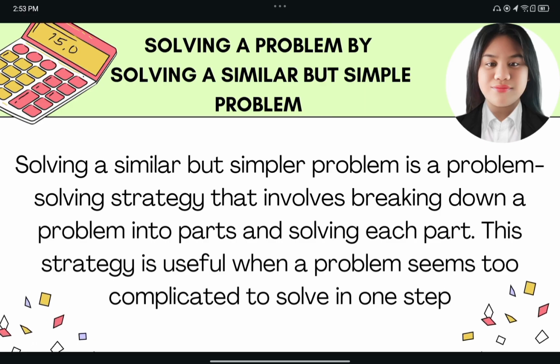Hello everyone. My name is Teacher Lady May. And now I will explain the strategy in solving a problem by solving a similar but simple problem. Solving a similar but simple problem is a problem-solving strategy that involves breaking down a problem into parts and solving each part. This strategy is useful when a problem seems too complicated to solve in one step.